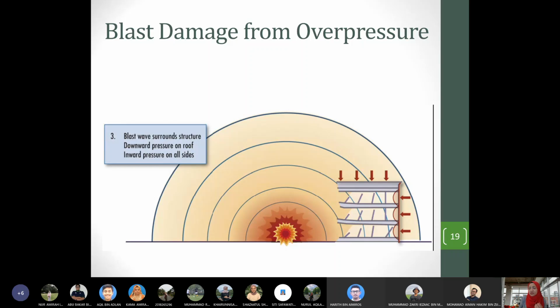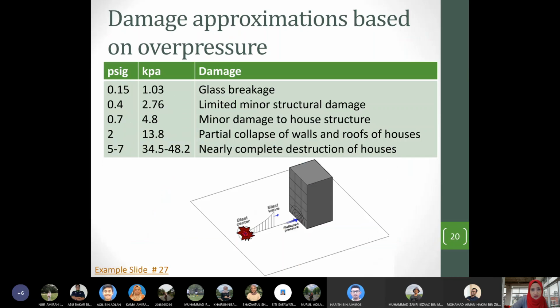So you see first breakage of the glass, then damage to the columns, and then it brings it upwards, and after that it's crushed downwards and towards the inside of the building. So that is the sort of damage that can happen from overpressure.